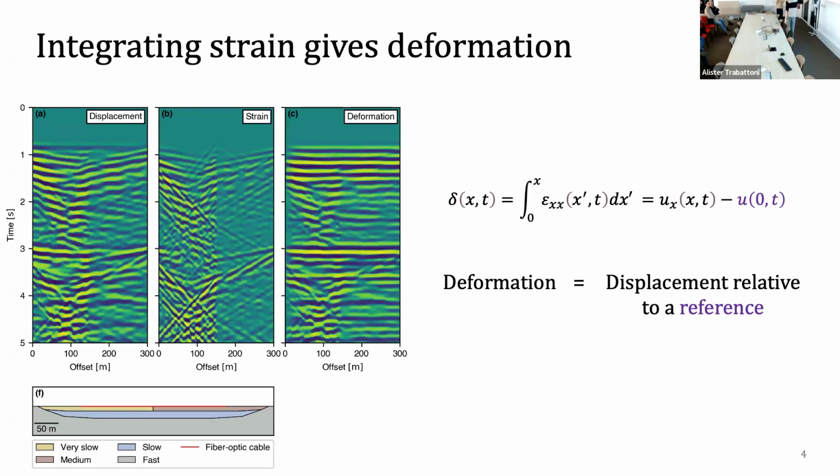So if you do that, you get something we call deformation, which is this third panel. And you can see that there's something wrong in it. We have this kind of horizontal line that appears. And this is actually due to the fact that when we do the integration, we also need some integration constant that we don't know. We need to determine it.